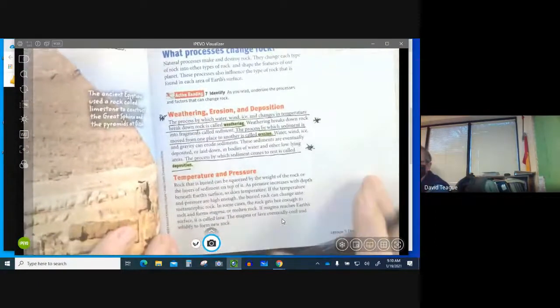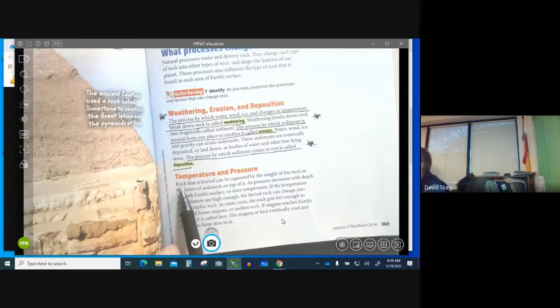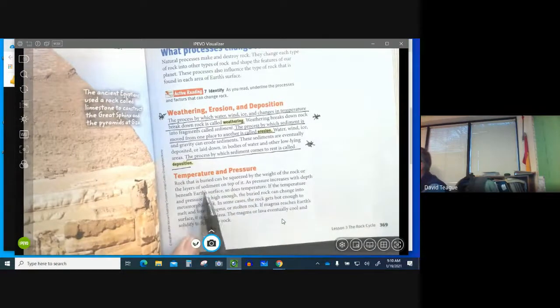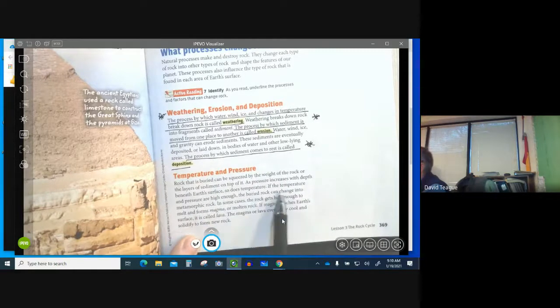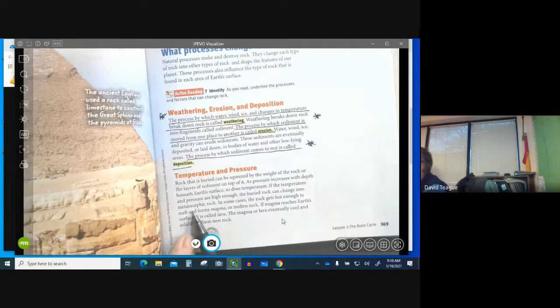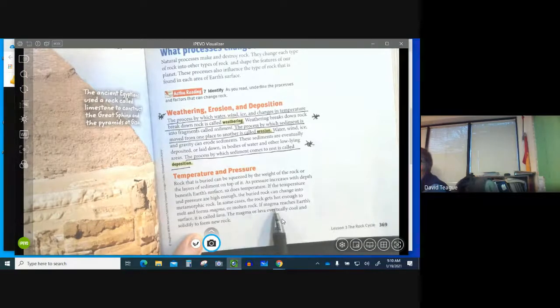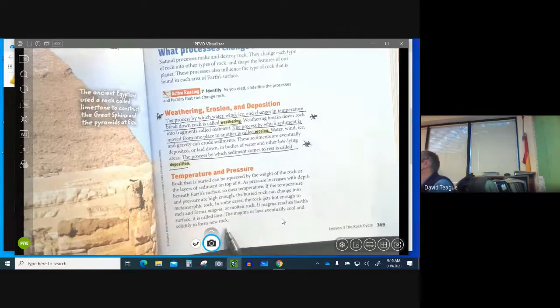Okay, in the next section below, temperature and pressure. Rock that is buried can be squeezed by the weight of the rock or layers of sediment on top of it. As pressure increases with depth beneath Earth's surface, so does temperature. If the temperature and pressure are high enough, the buried rock can change into metamorphic rock. In some cases, the rock gets hot enough to melt and forms magma, or molten rock. If magma reaches Earth's surface, it is called lava.